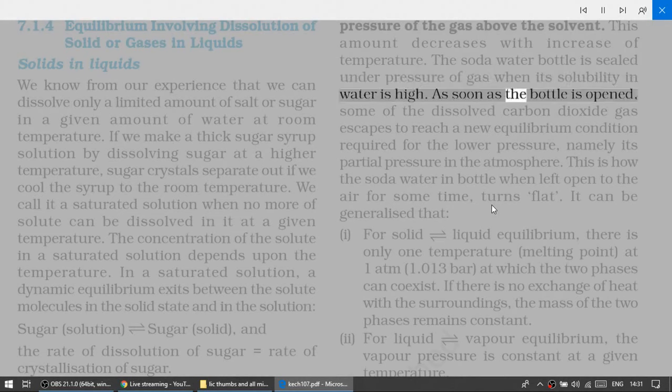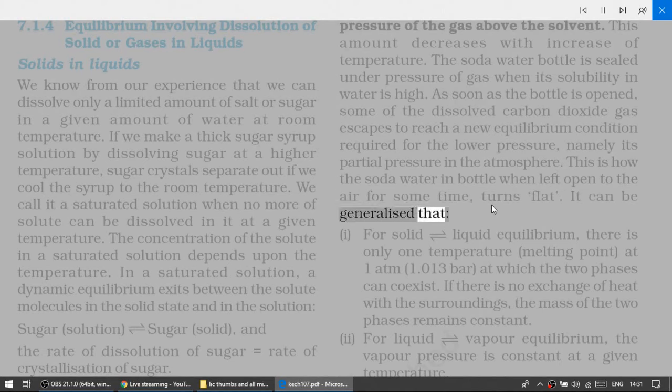As soon as the bottle is opened, some of the dissolved carbon dioxide gas escapes to reach a new equilibrium condition required for the lower pressure, namely its partial pressure in the atmosphere. This is how the soda water in a bottle, when left open to the air for some time, turns flat.